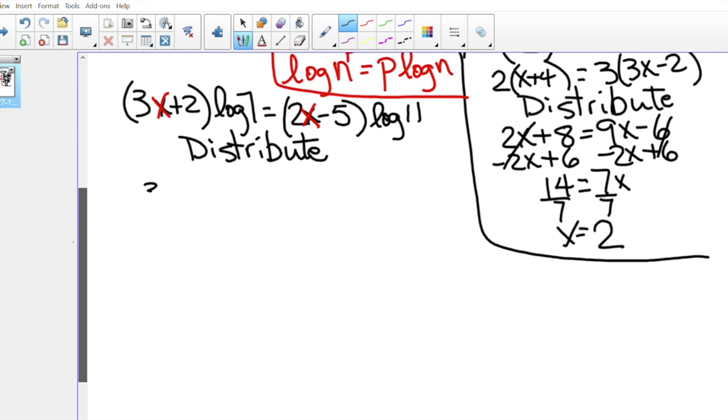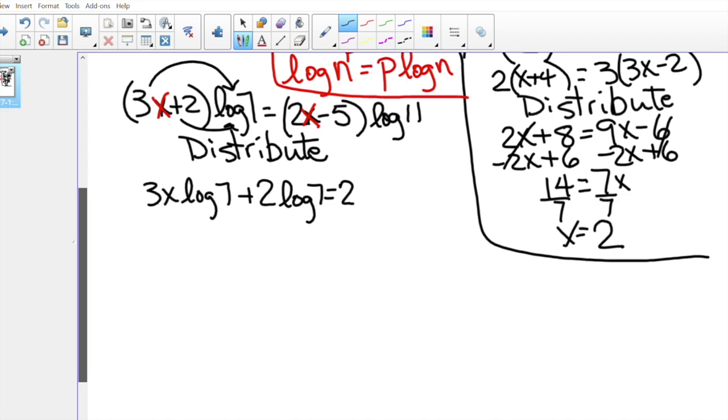It's 3x log 7. Look up here, that's those two right there. Plus 2 log 7. That's these two. Equals 2x log 11, that's these two, minus 5 log 11, that's these two.